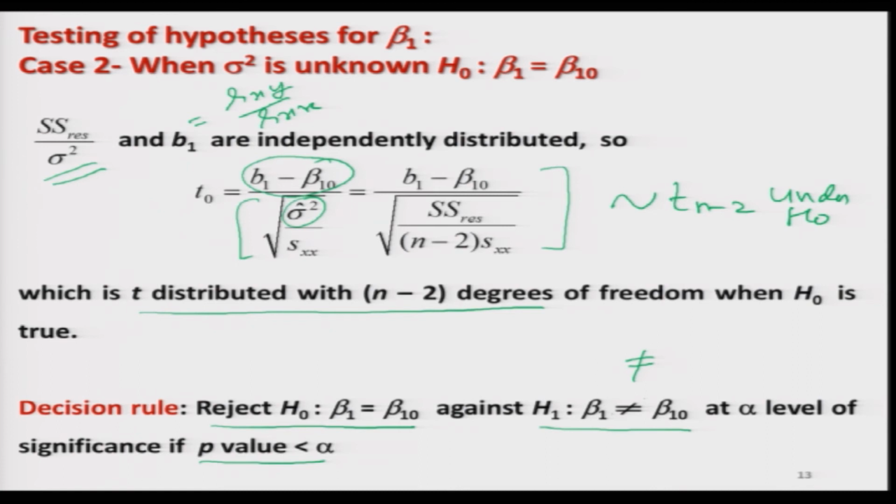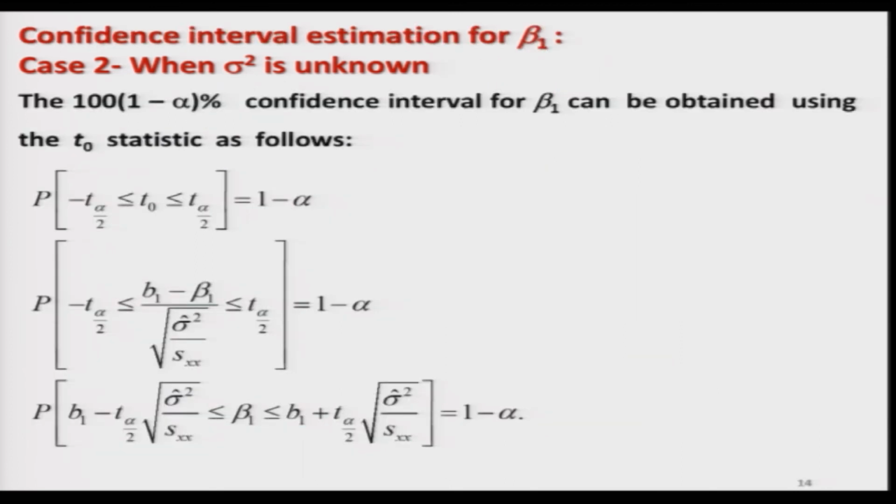Otherwise, the left tail test or right tail test, something like beta 1 greater than beta 1 naught or beta 1 less than beta 1 naught, these types of hypotheses can easily be tested exactly along the same line using the same statistic. So do not get confused about why I am not considering other types of tests of hypothesis; they can be done exactly the same way. And similarly, if you want to construct the confidence interval, you have to follow the same thing.